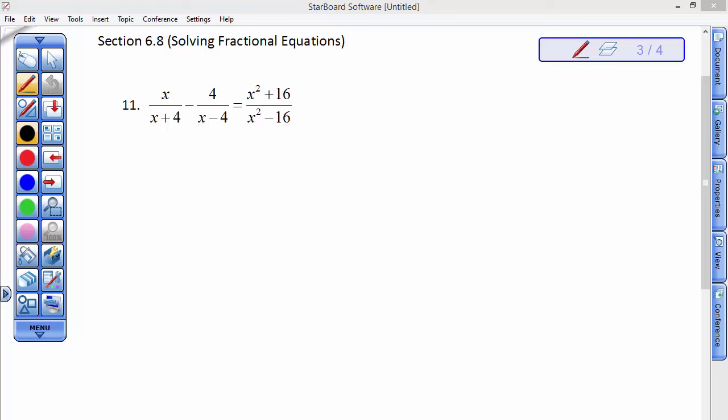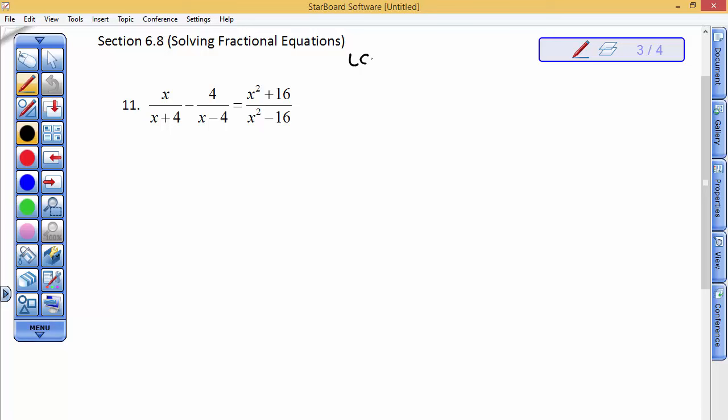Not only in this video segment are we going to solve an equation like number 11 where we get an answer, but the answer will not check. We are also going to solve an equation for a different letter using this process. So let's go ahead with number 11.